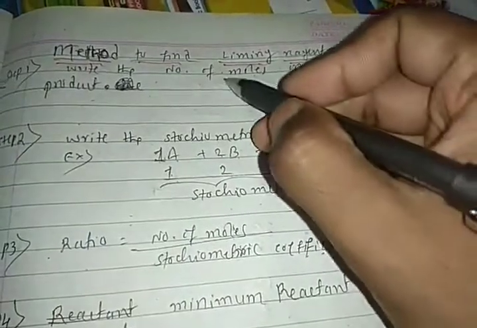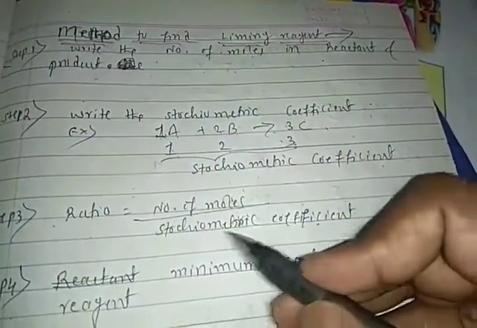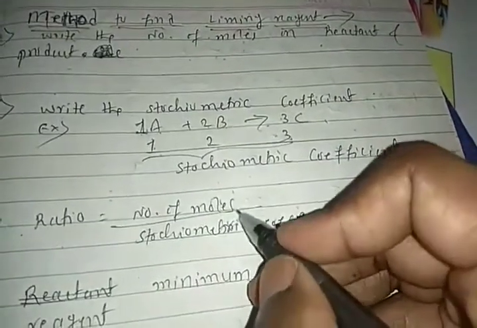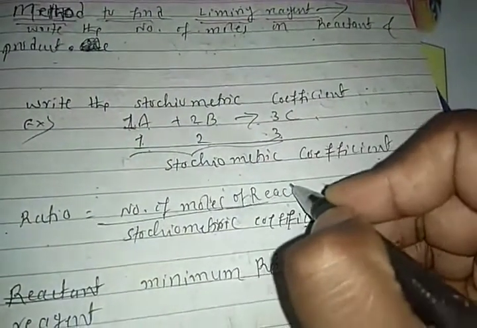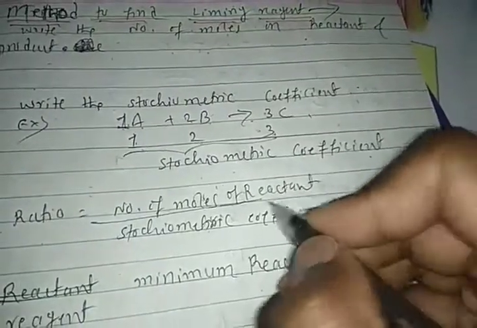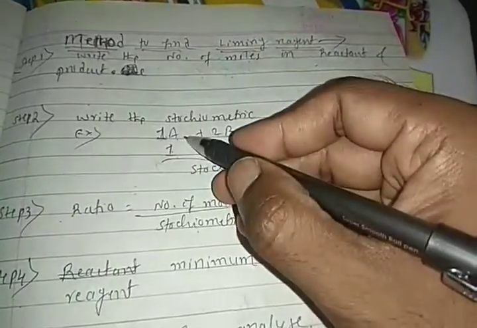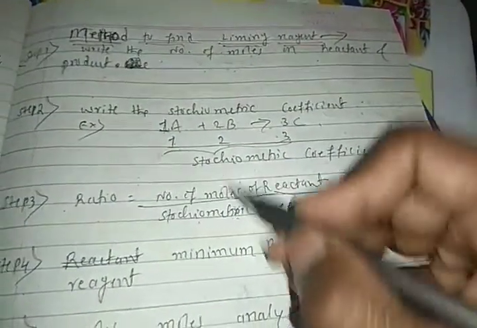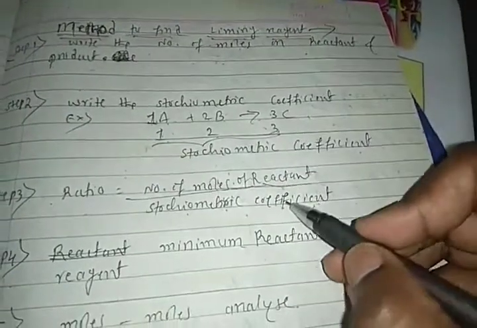Stoichiometric coefficient. Whatever the number of moles given for the reactants, you have to divide the number of moles of reactant by its stoichiometric coefficient. The reactant moles are divided by the reactant stoichiometry, and the product stoichiometry is divided by the product stoichiometry.